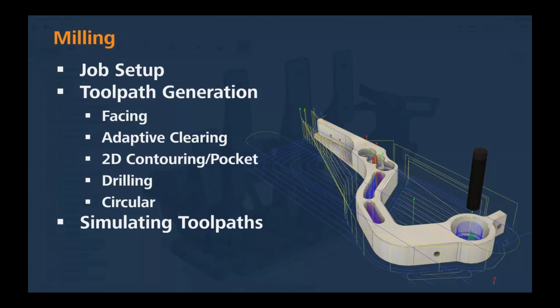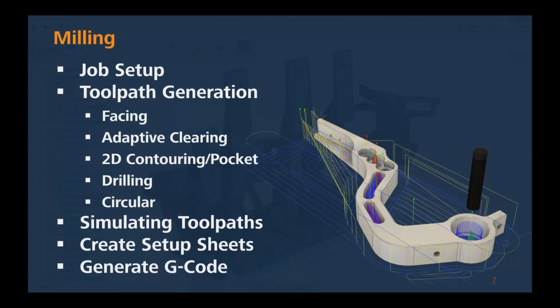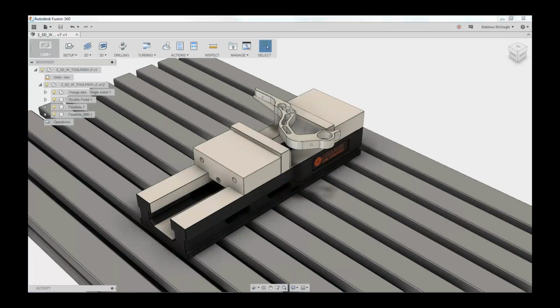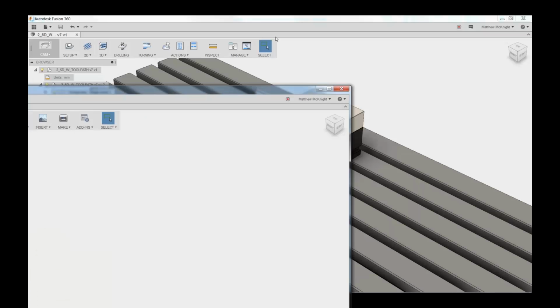We can then look at how we can simulate our tool paths, and we'll probably do this right through the process. It's not something you typically do right at the end. And then we can create our setup sheets and generate our G-code as well. So let's just jump straight into Fusion 360 and have a quick look.